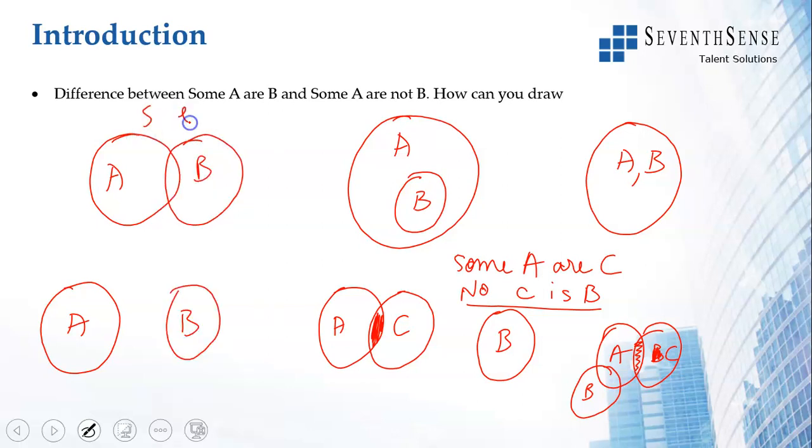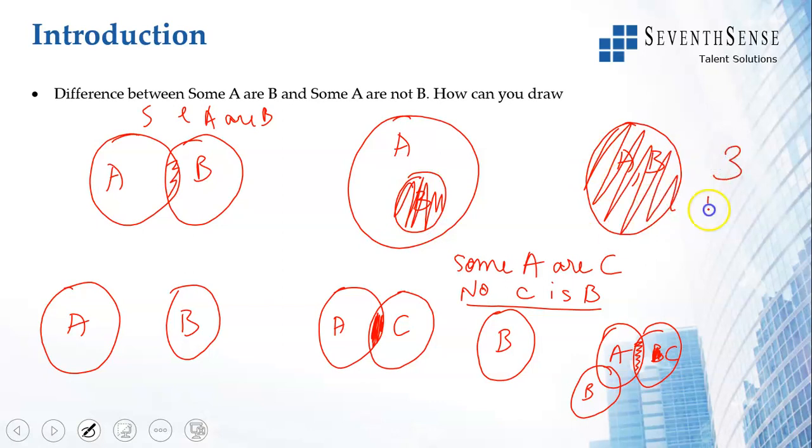So this is some A are B. Three ways in which you can draw some A are B. Here you have some of these A's are B's. And here all of the A's are B, so some of the A's are also B's. So these are the three ways in which I can draw some A are B. Some A are not B I can draw in two ways. One is this, the other is this, when some A are C and no C is B. So this common area is some A are not B. So remember, some A are not B means you should definitely have some A's which are not B's.